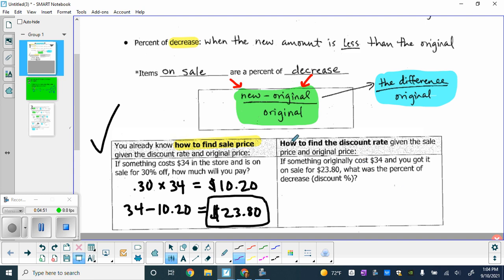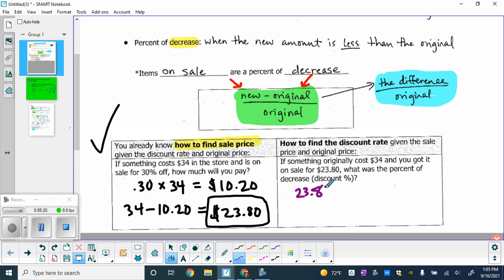In this case, I want us to find the discount rate. So we're trying to find the 30%. We're going to prove that the discount was a 30%. Again, we already know it from over here, but now we're going to prove that the percent of decrease, the discount, is 30% off. And to do that, we're going to take the new price minus the original and divide by the original. So if something originally cost $34 and you got it on sale for $23.80, that's the new price right there. $23.80 is the new price.